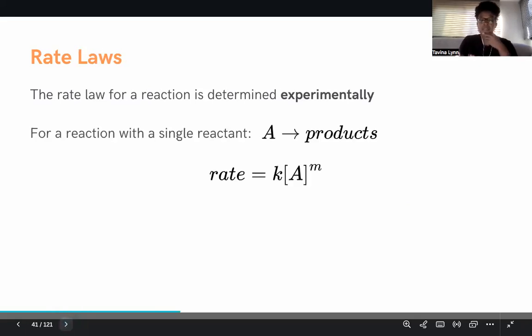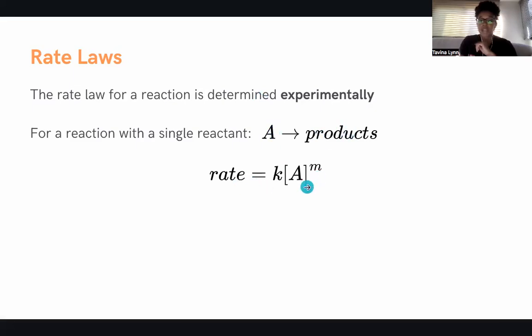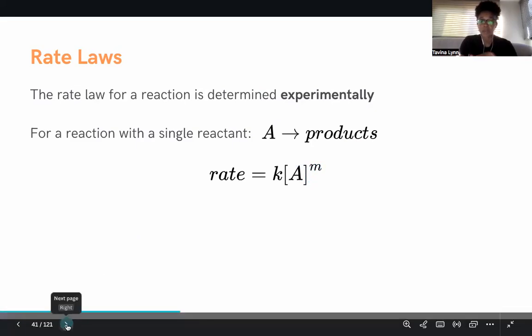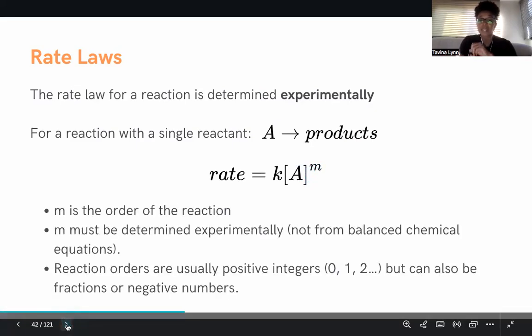So if we have a reaction with a single reactant, let's say our single reactant is A and it forms some products, this is how we would write our rate: rate equals K times the concentration of A written to the m power. So m is the order of the reaction, and it can be determined using experimental data, right? It's not something that we determine from the balanced chemical equation.